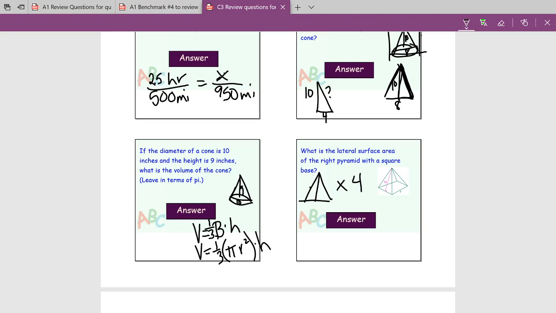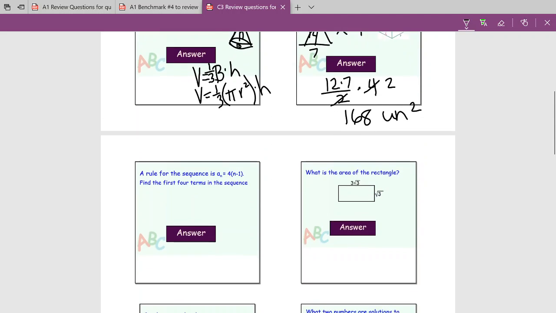Well, we already know we're given that the slant height is 12 and the base is 7. So I would do, typically, for my lateral surface area, area of that triangle is base times height divided by 2, and I have 4 of them, so I'm going to multiply that by 4. I'll reduce here, and then I would say 12 times 7 times 2 would give me 168 units squared. Okay, so we're just finding the area of those 4 triangles.